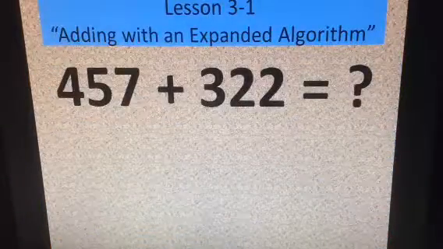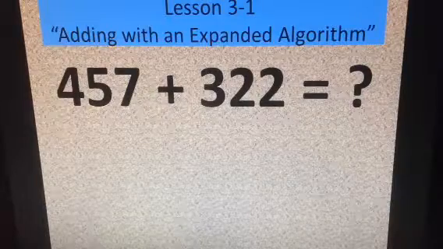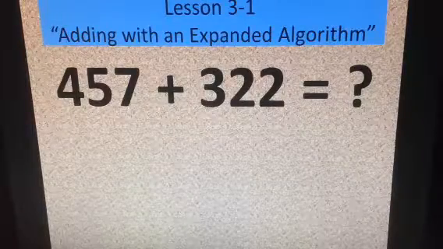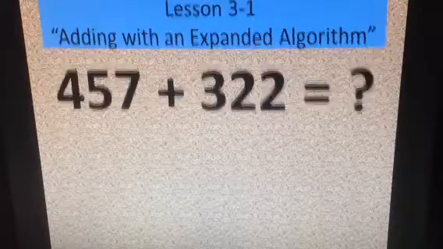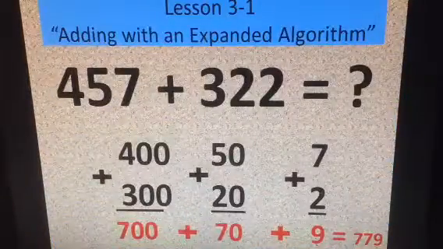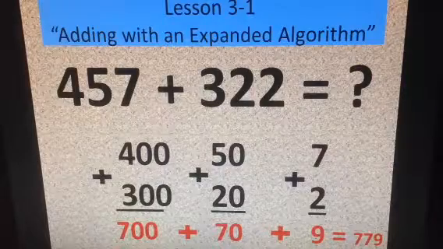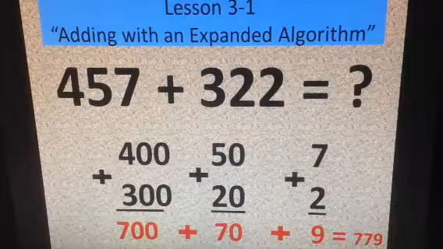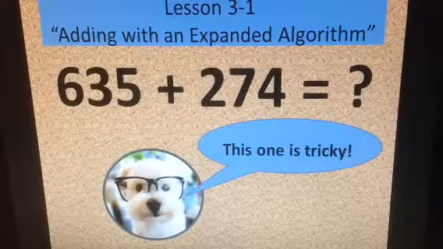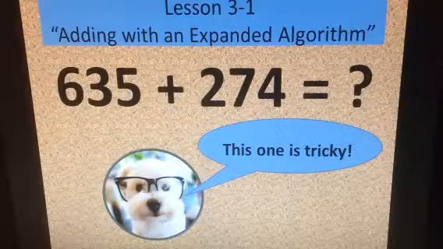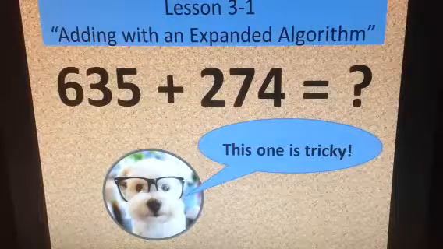We practiced some more, and you can practice right now at home. Make your paper look like the whiteboards did with the columns for hundreds, tens, and ones. This one adds up to 779. The dog is reminding you this one's tricky. Try it on your own and you'll figure out why it's tricky.